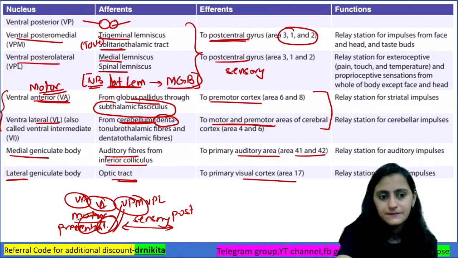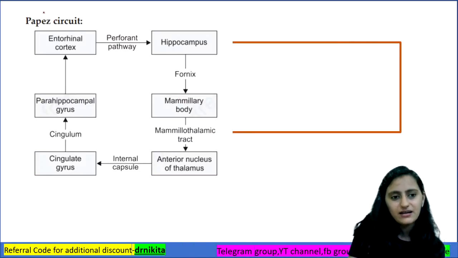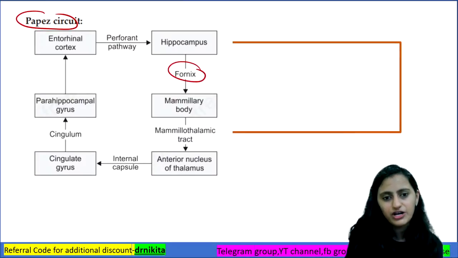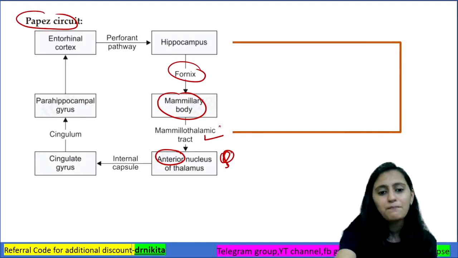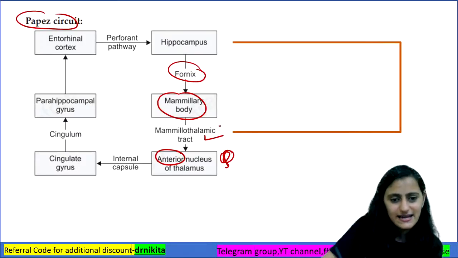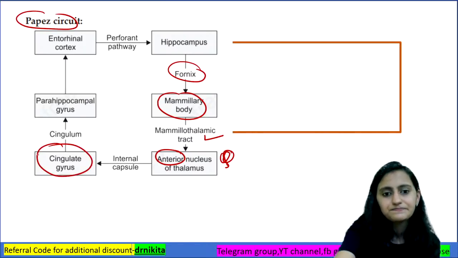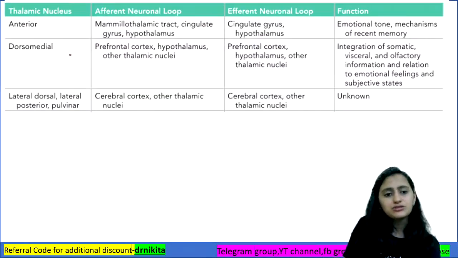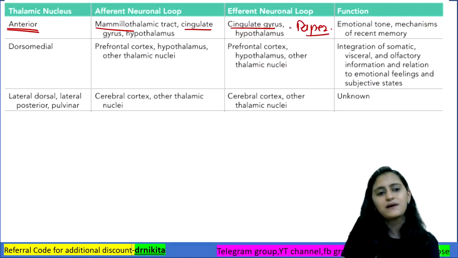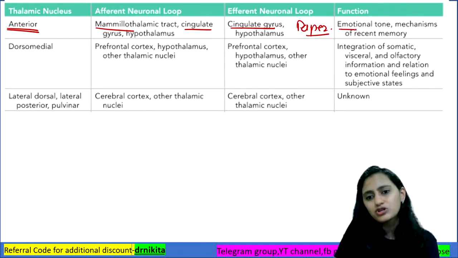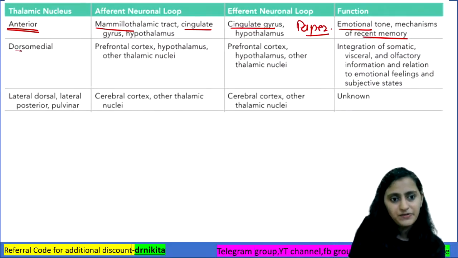Next one, if we see, this is your Papez circuit, which we saw. In the Papez circuit, you will have the fornix, mammillary body, and mammillothalamic tract going to the anterior nucleus of thalamus. So mother, mama, papa, and then the cingulate gyrus. Coming to the rest of the nuclei, anterior, first the mammillary, then it goes to the cingulate gyrus. This is part of the Papez circuit. It forms emotional tone and is important in recent memory.